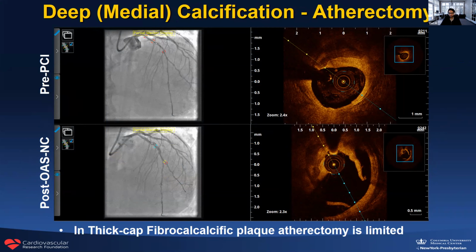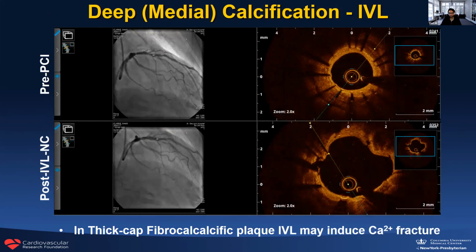This is post-orbital atherectomy. Of course, we've had no impact on this calcium because the orbital atherectomy system gutters itself into this tissue, and by the time it's actually led to this calcium, there's significant bias and pushing the calcium away and guttering inside of this vessel. In thick cap fibrocalcific plaque, atherectomy may have limited impact.